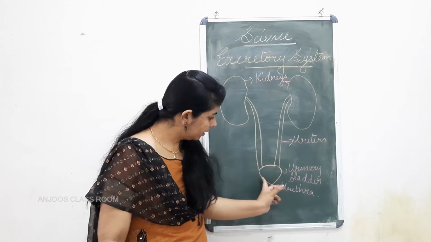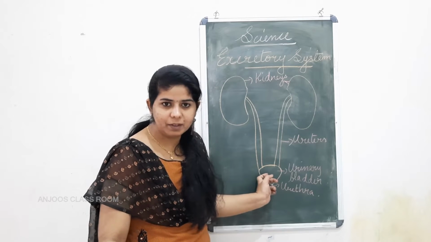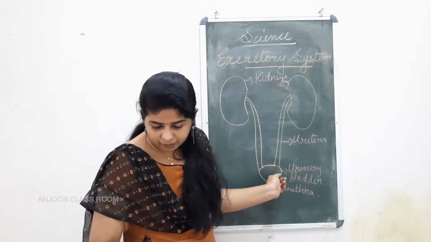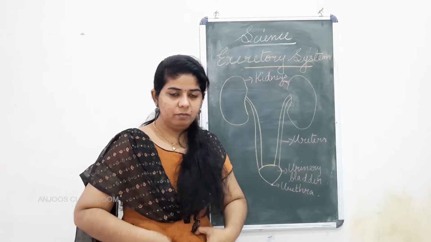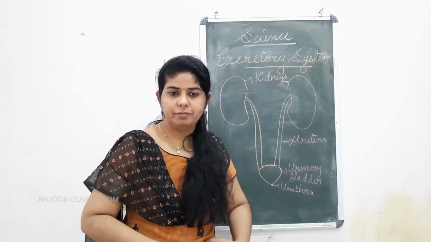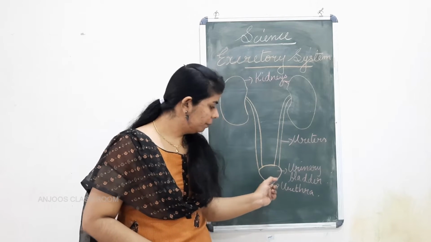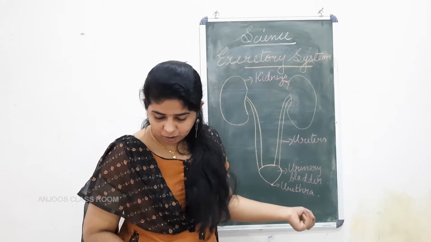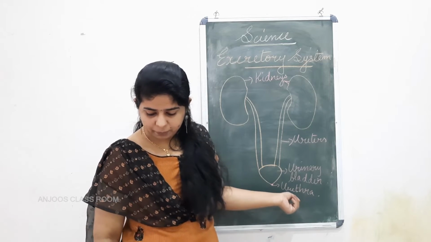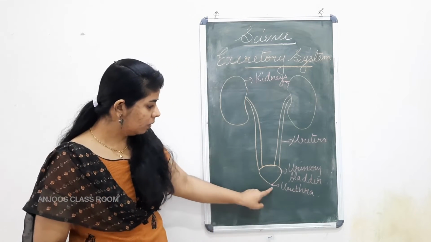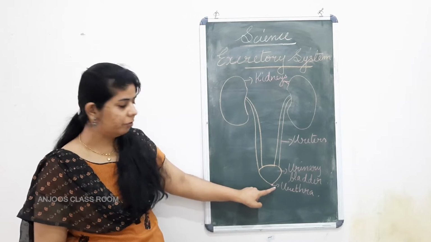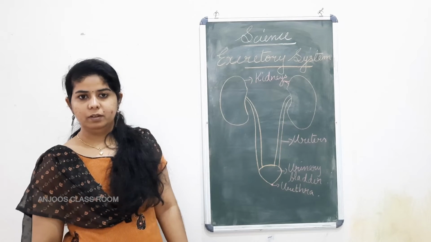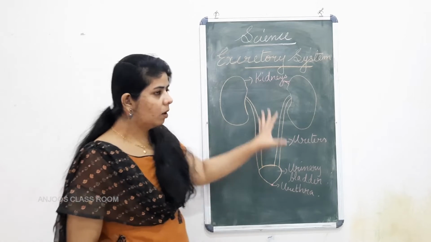Then a bag where the urine is collected, that is the urinary bladder. When the waste fills it, it is called the urinary bladder, and the urine goes out. It opens outside the body. The urine is going out from this urethra. Did you get it? So these are the organs in it.